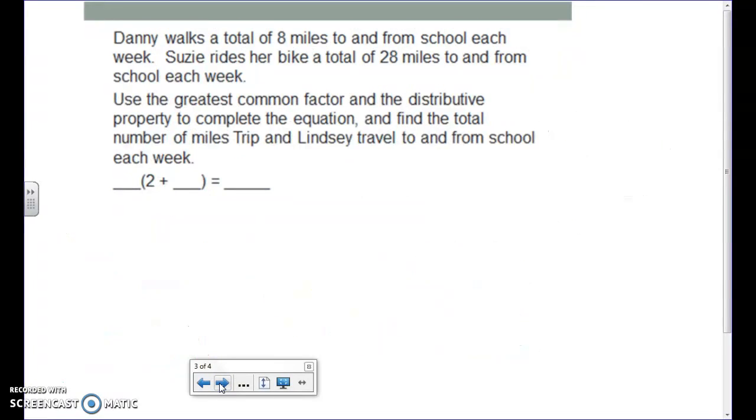Again, another word problem. It says Danny walks a total of 8 miles to and from school each week. Susie rides her bike a total of 28 miles to and from school each week. Now, I know that this is probably a problem that we could solve very quickly another way, but in the directions it says use the greatest common factor in the distributive property to complete the equation and find the total number of miles. Danny, sorry, that should say Danny and Susie have traveled to and from school each week.